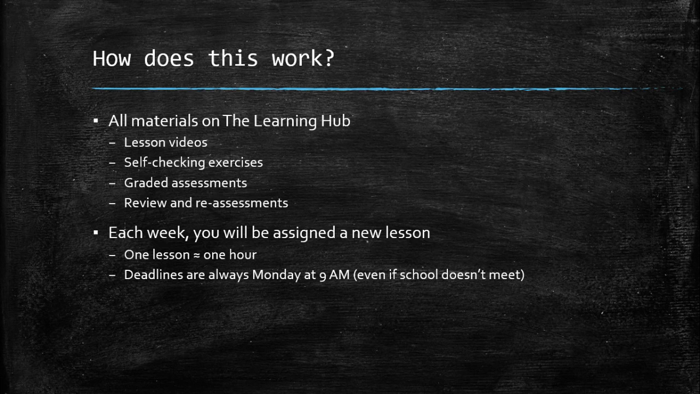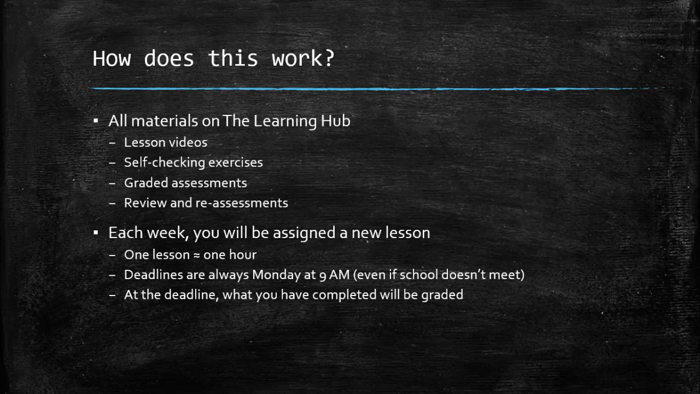Deadlines are always Mondays at 9 a.m., even if school doesn't meet. At the deadline, what you have completed will be graded, even if you haven't attempted the quiz yet. If you never got around to doing the quiz by 9 a.m., too bad. That's a 0 on the quiz. There will be no additional opportunities to take it.